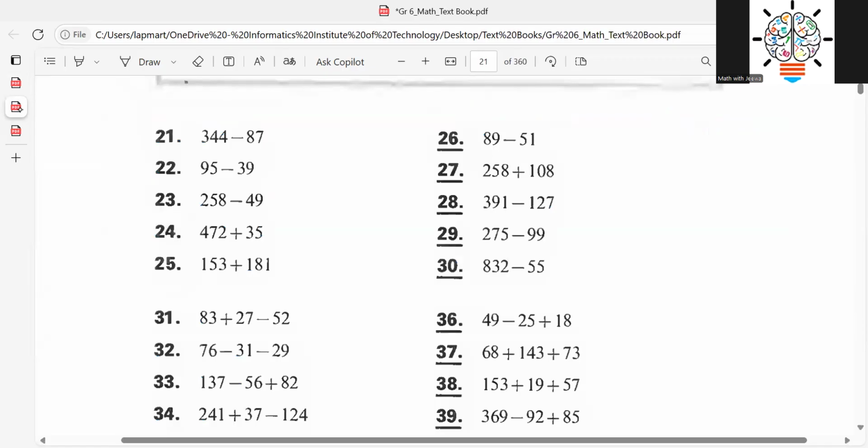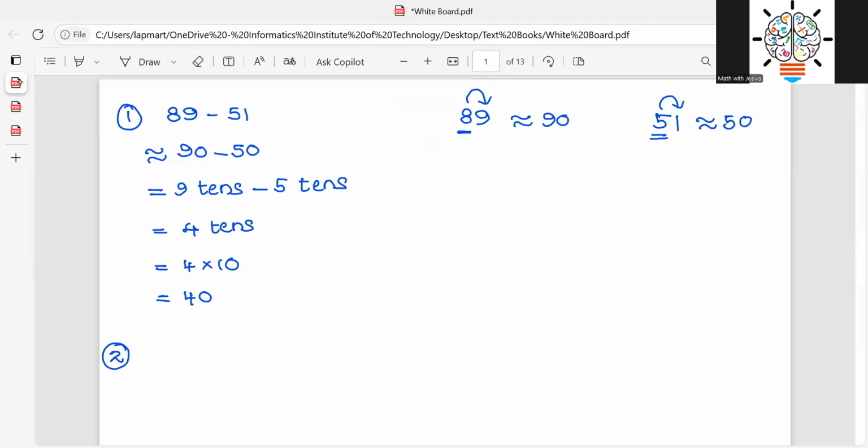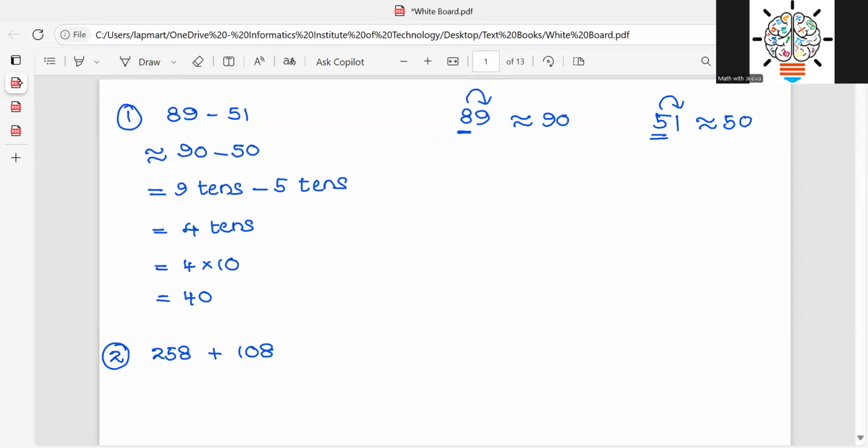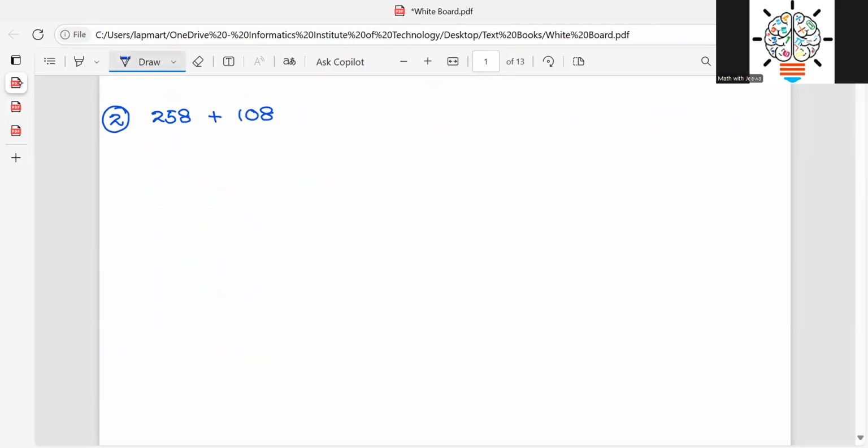Then the second one, 258 and 108. Double check: 258, 108, right? So what I do, you just see 258, mark the tens place. If the next digit is 5 or more than 5, we add 1 to where? To the underlined one. 108, so then this is equal to 110.